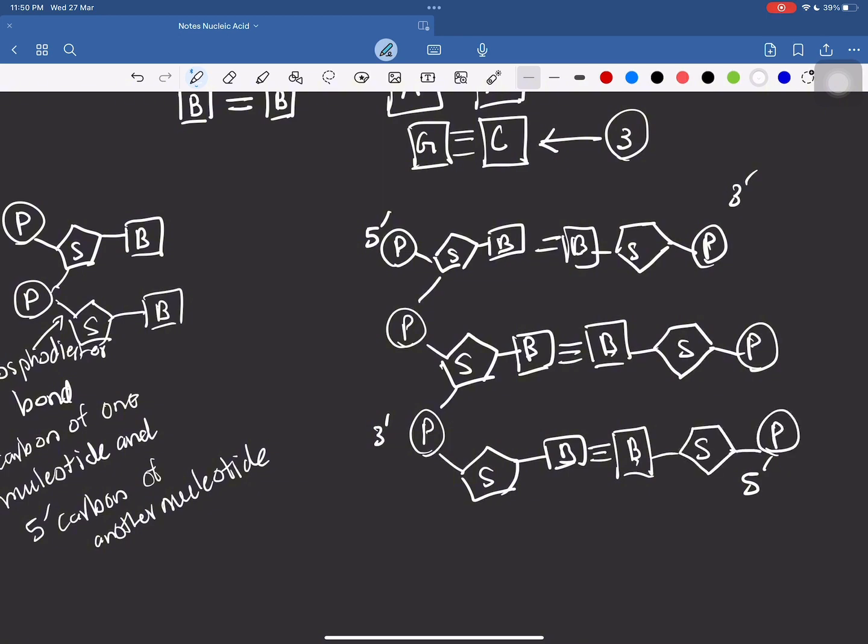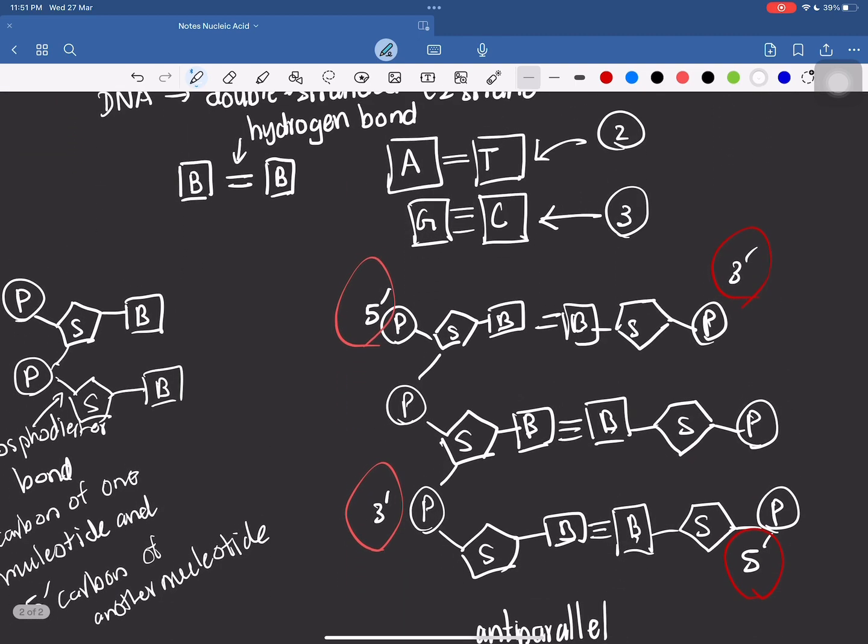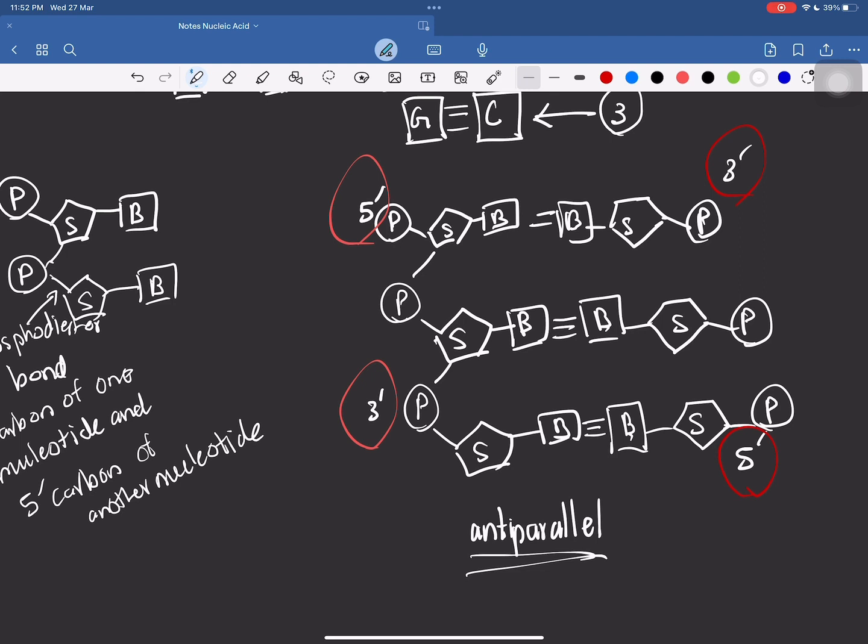Anyway, you can see that here is the 5', 3', and here is the 3' to 5'. So this is called antiparallel. We can say that DNA is antiparallel. Each of these strands is called a template.